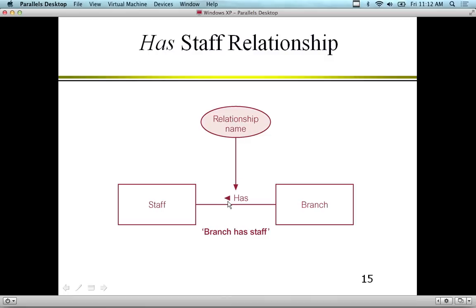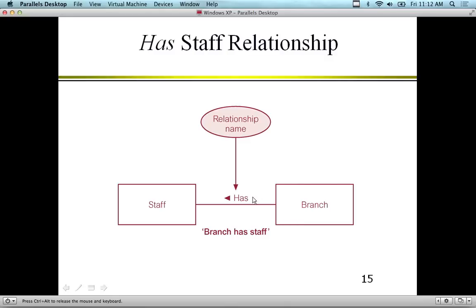So first thing is we see this arrow here. You can put the arrows in or you can leave the arrows out. The arrow basically tells you the direction you're supposed to read it. Most languages, like English, go left to right. Some languages go right to left. The arrow is going to tell you the intention of the reading. So it says branch has staff. The arrow is put in purposely to show you it can read the opposite direction.